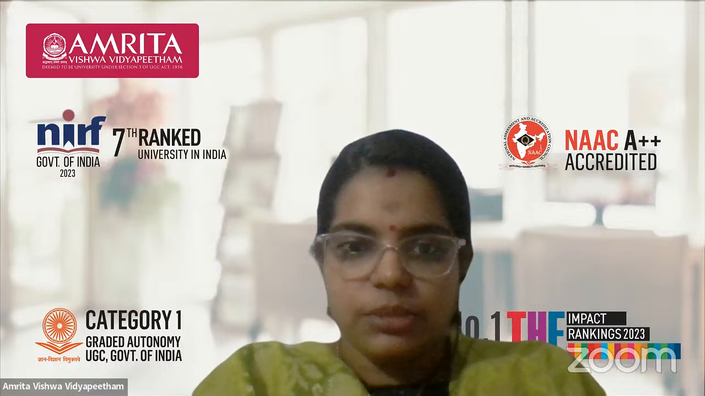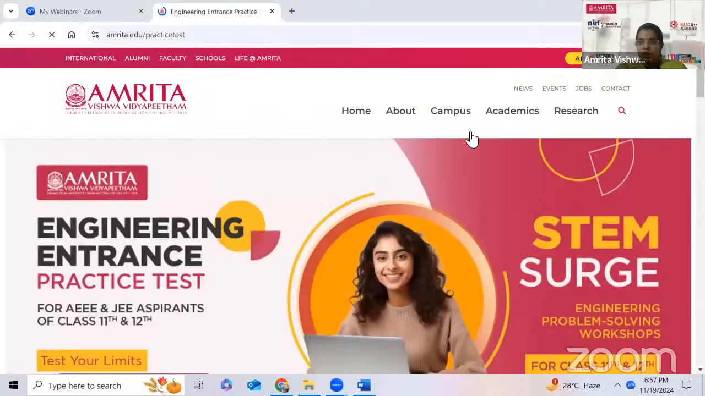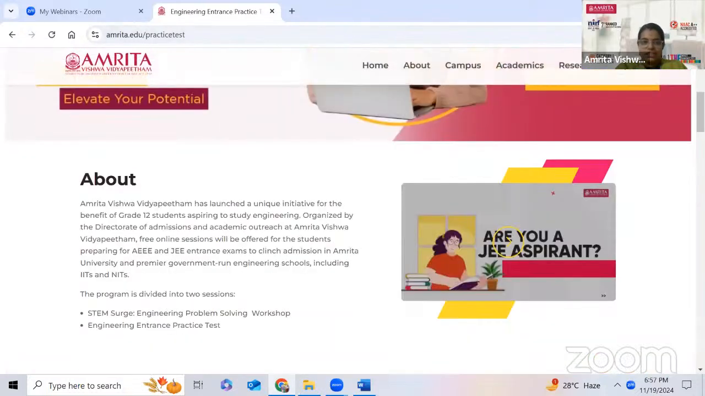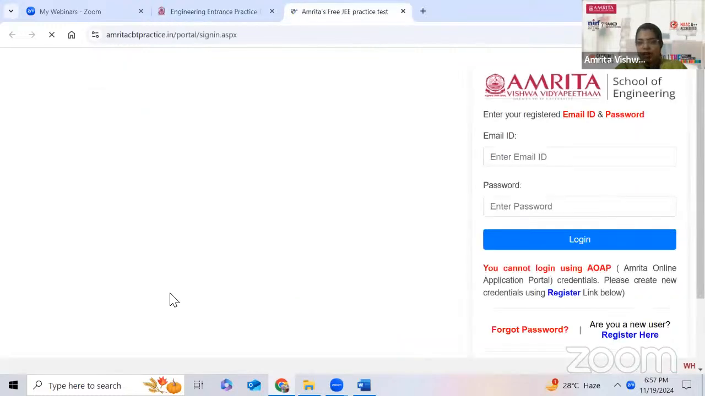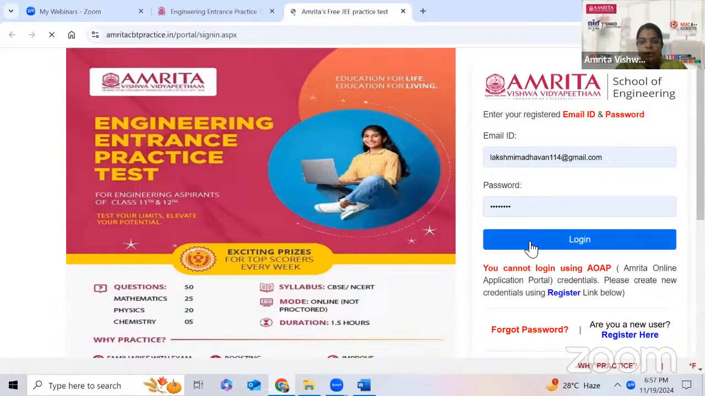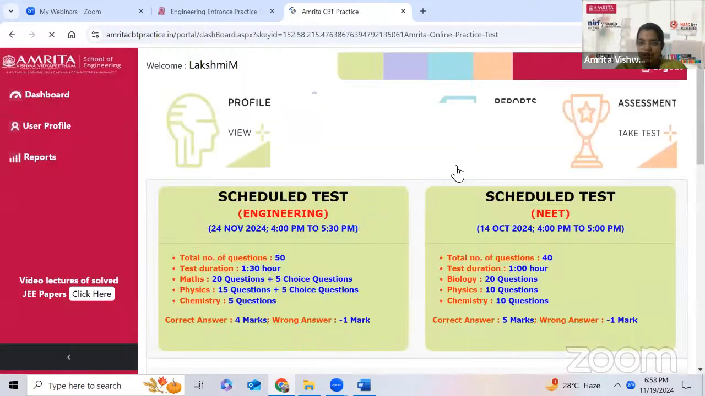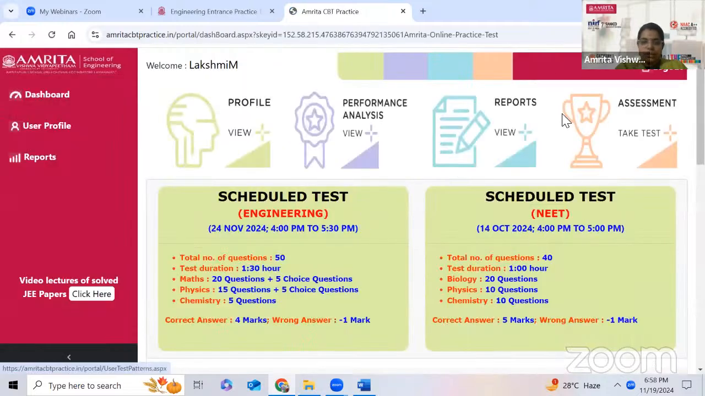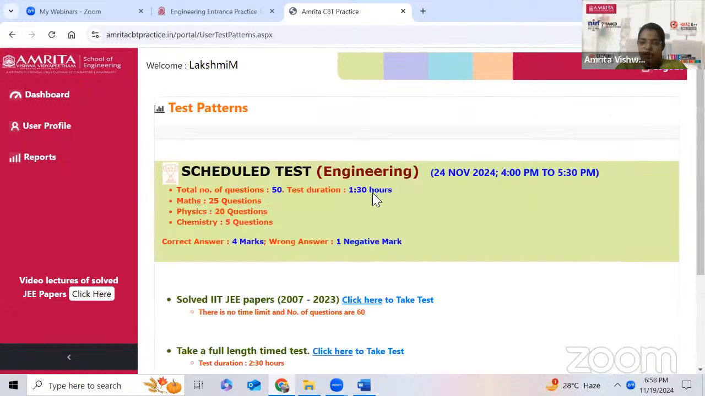Let me share my screen to all the children who may not have an idea about it. This is a portal called amrita.edu/practice test. You're already attending our STEM sessions. Here, you can see a registration link for the practice test. This is the page where the test happens every Sunday. You can log in here. There are a lot of untimed tests as well. You'll get the report, timed tests, untimed tests, and everything. Even solved question papers are available in this portal. So I would request the children to make use of this portal.